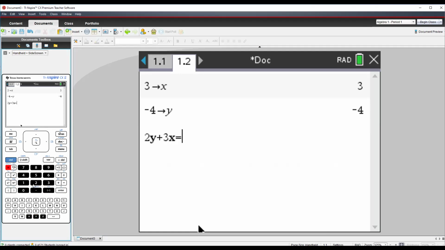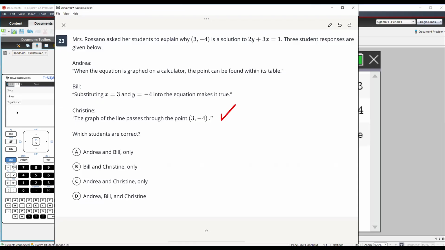equals 1. Now, when you are using the equal sign, that's a Boolean operator. All that means is that whenever you use equal or one of the inequalities, you're going to get a true or false statement. That's what a Boolean variable does. It either gives you true or false. Now, if Bill is right, we're substituting 3 in for x and -4 in for y. When we press enter, we get a true statement. So that means that Bill is also correct.